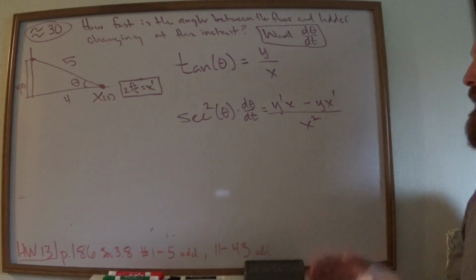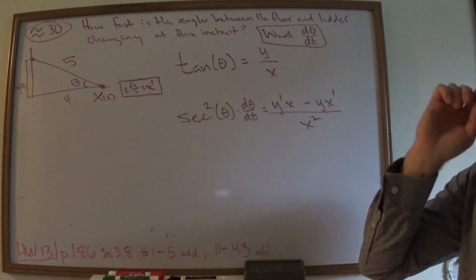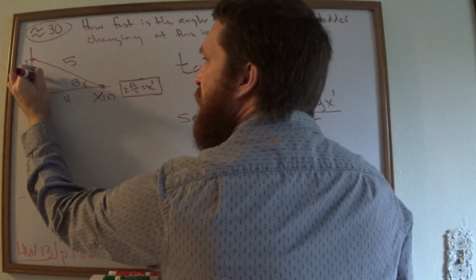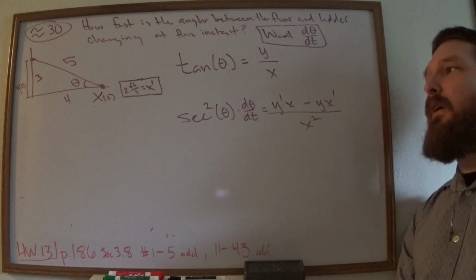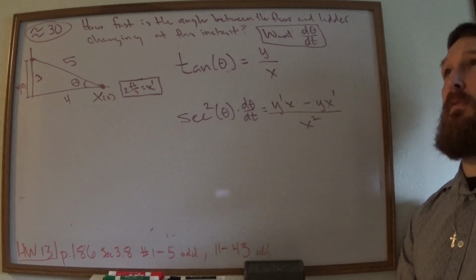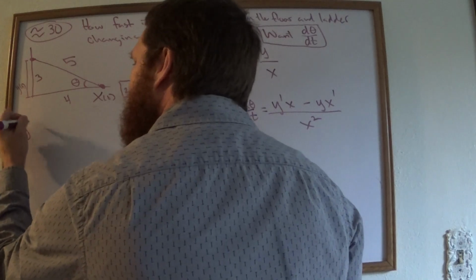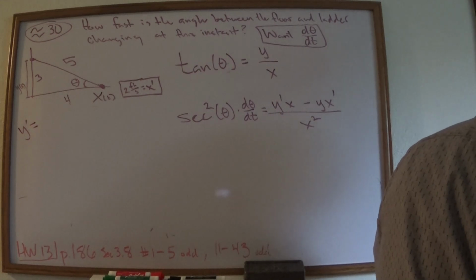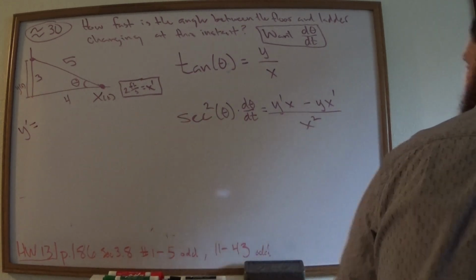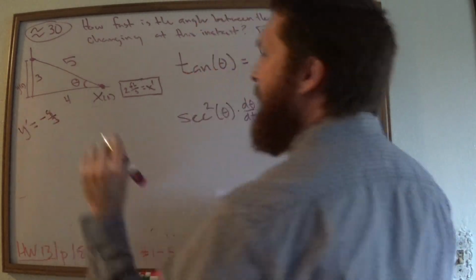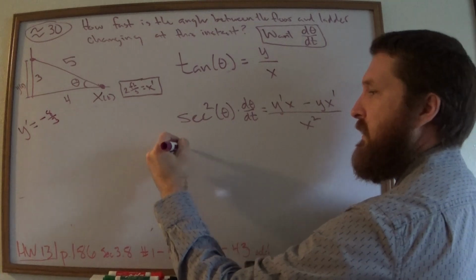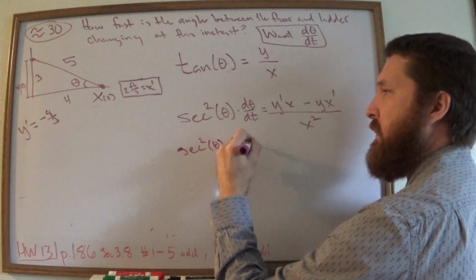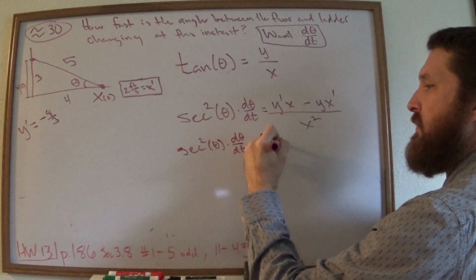Okay, so now, do we have all of this info at this time? We know x is 4. We know y is 3. We already did the work to find y prime. If we didn't do the work to find y prime, we'd have to. But we know that at this time, y prime was equal to, I think it was negative 8/3. It was negative 8/3. So y prime is negative 8/3 at this time. And so, okay, secant squared theta times the quantity that we want is equal to negative 8/3.